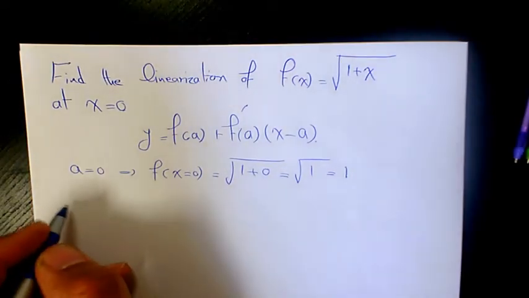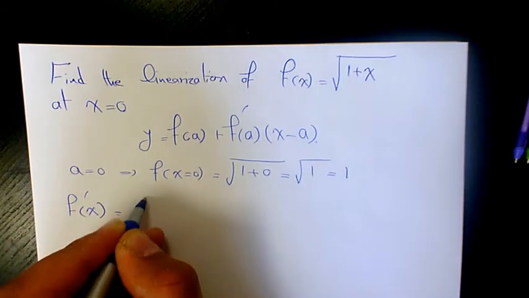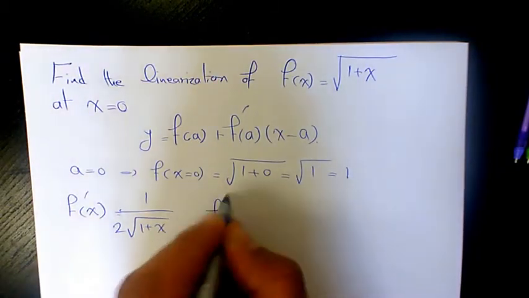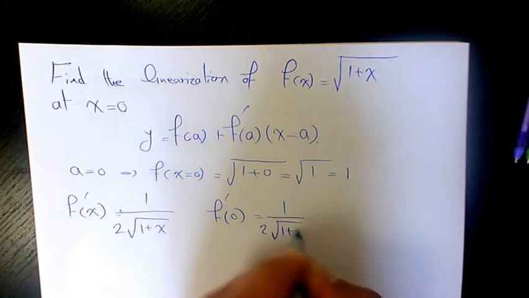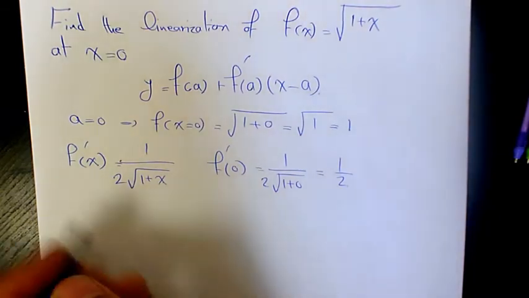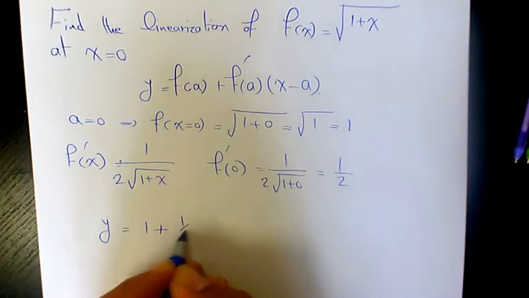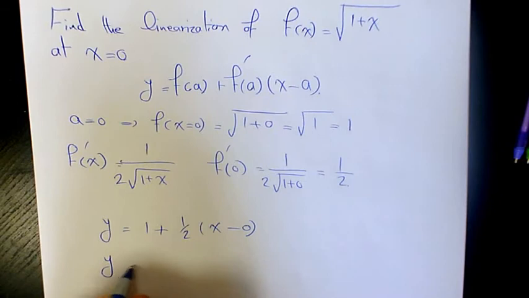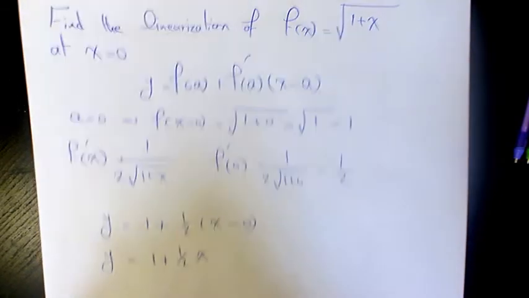And on the other hand, we need to find the derivative of this function. f prime x is going to be 1 over 2 root 1 plus x. And f prime a, which is f prime 0, is going to be 1 over 2 root 1 plus 0, so it's going to be 1 over 2. So that's going to be y equals 1 plus 1 over 2 times x minus a, which is 0. So it's going to be y equals 1 plus 1 over 2 times x.